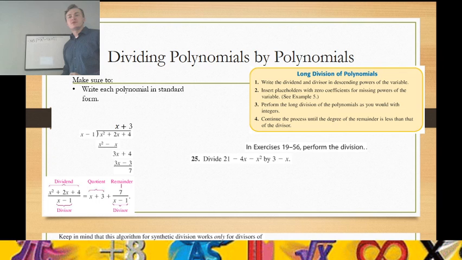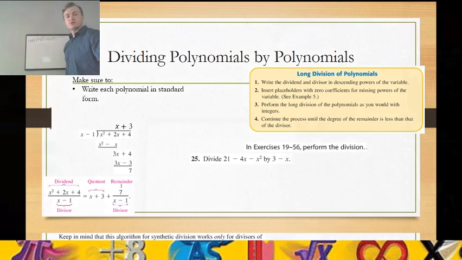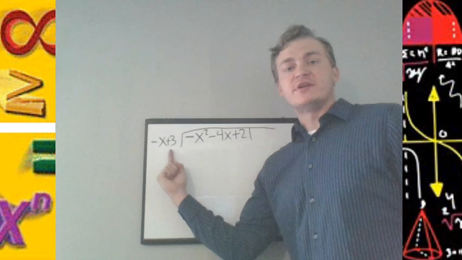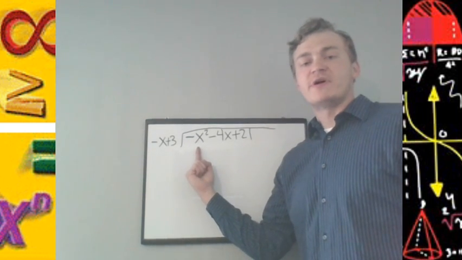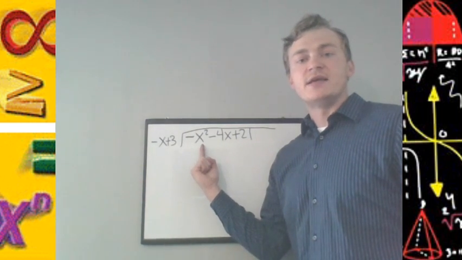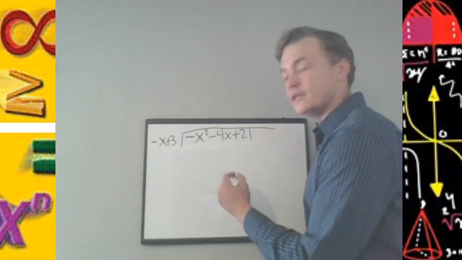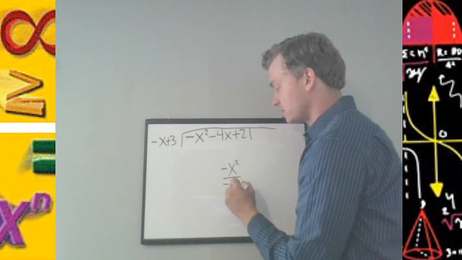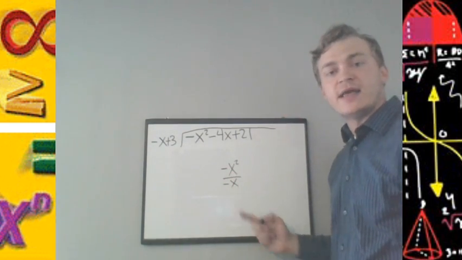Perform the long division as you would with integers. This negative x plus 3, we want to know as we move along the terms, what can they divide into? We focus solely on the first term. I'm going to go ahead and go to the full screen. We will focus solely on the first term of our divisor and the first term of our dividend. How many times can negative x divide into negative x squared? In other words, what is negative x squared divided by negative x? Well, a negative divided by a negative is a positive.